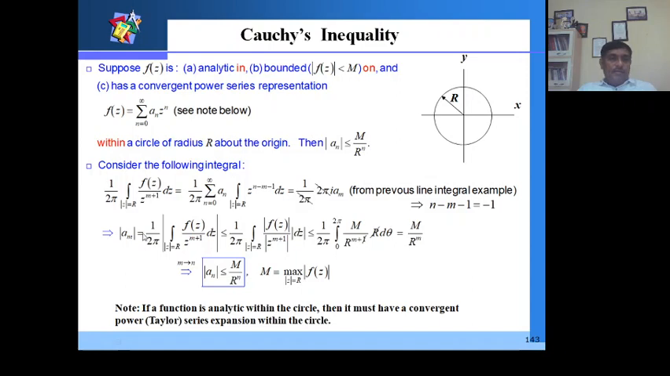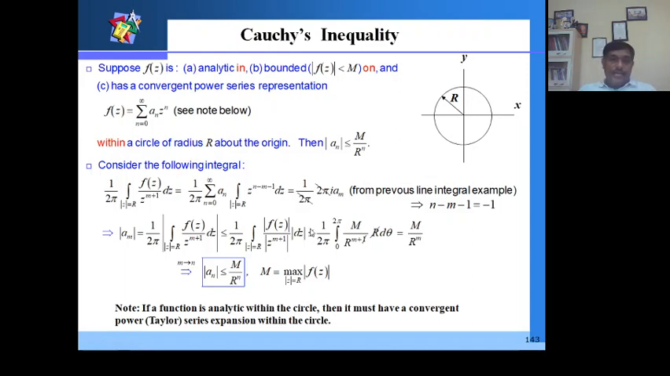Then mod a m is equal to 1 by 2 pi, because if you put a modulus, the integral upon mod z equal to r of f of z divided by z to the power of m plus 1 dz. If you substitute here, that is 1 by 2 pi, integral upon mod z equal to r. If you take the modulus inside, that becomes less than or equal to, by the inequality mod of a times b is less than or equal to mod a times mod b.